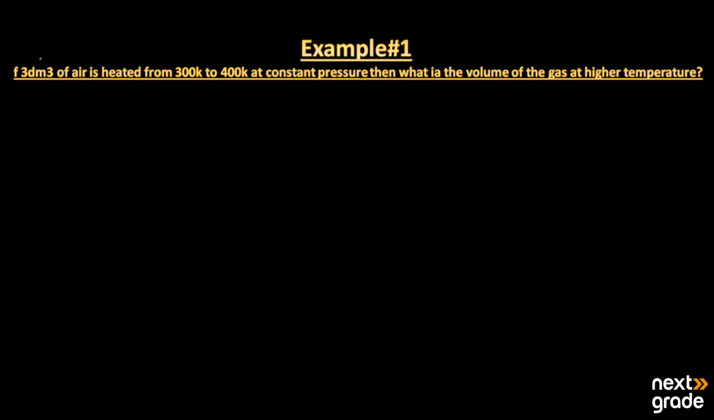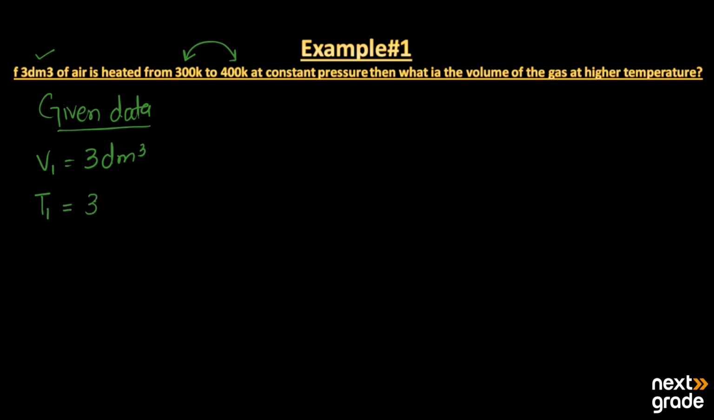If 3 dm cube, or decimeter cube, of air is heated from 300 Kelvin to 400 Kelvin, here there is a change in the temperature and the volume. Here we have the given data: the volume V1 of the gas is 3 dm cube, the initial temperature T1 is 300 Kelvin, the final temperature T2 is 400 Kelvin, and the pressure is constant.